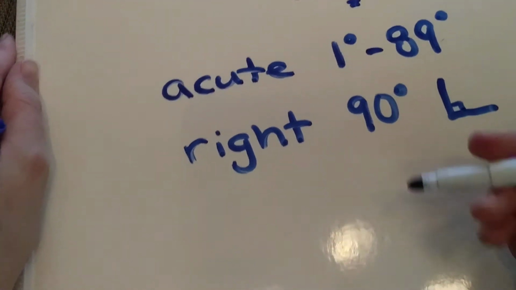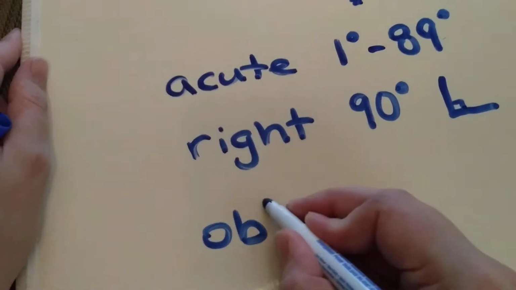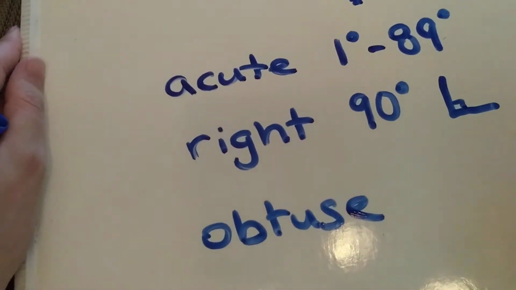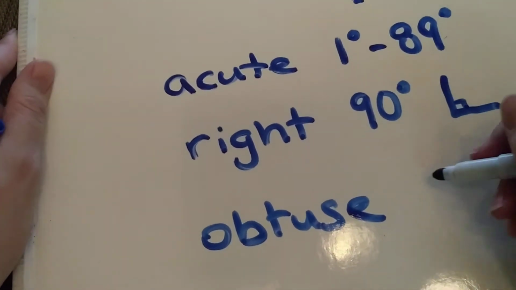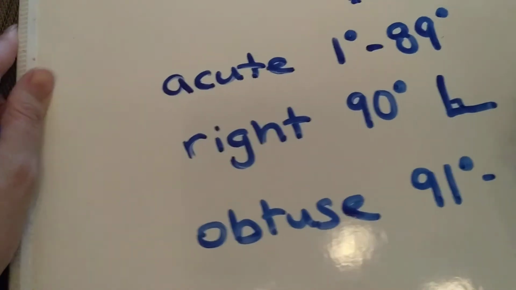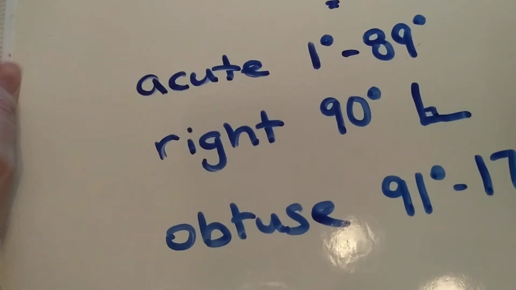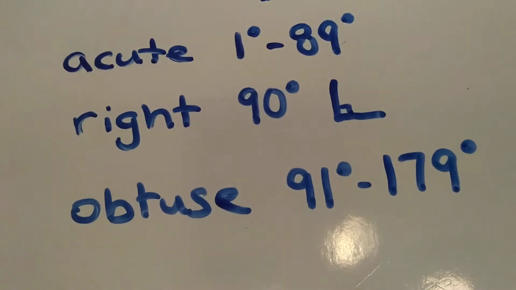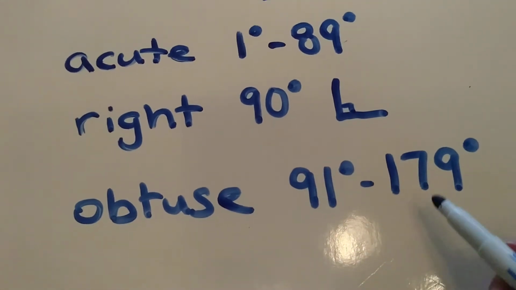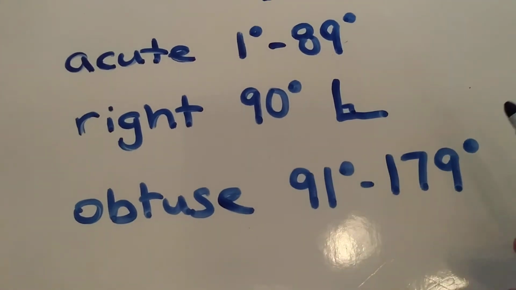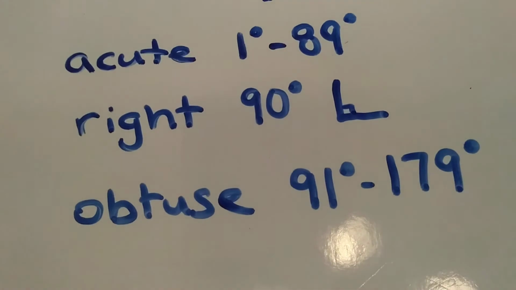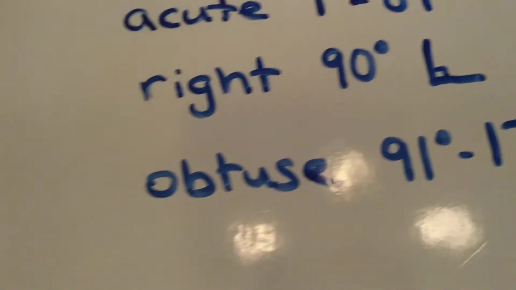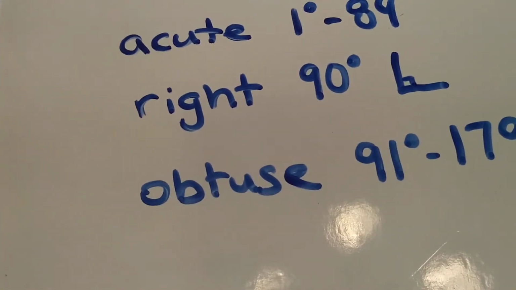You will also have an obtuse angle. And an obtuse angle is between 91 degrees and 179 degrees. So that is a larger angle, so it's big, it's fat, it's the opposite of an acute angle. So those are the three main types, but you may in elementary school see a couple of other ones.